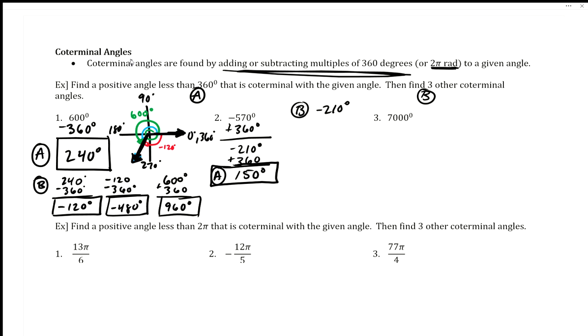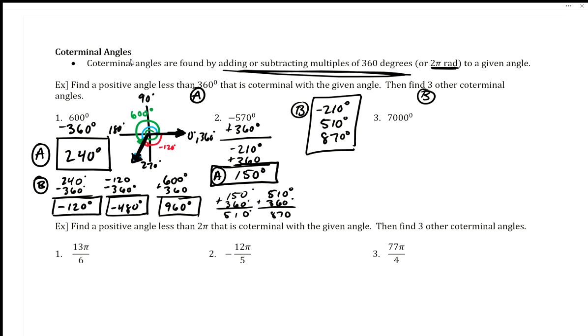Now again, it's just whatever angles you want. I'm going to add another 360 to it. If I add 360, we would get 510 degrees. That's another one. Let's add one more 360 to it, and we get 870 degrees. There are the three other coterminal angles. So it is just adding or subtracting.